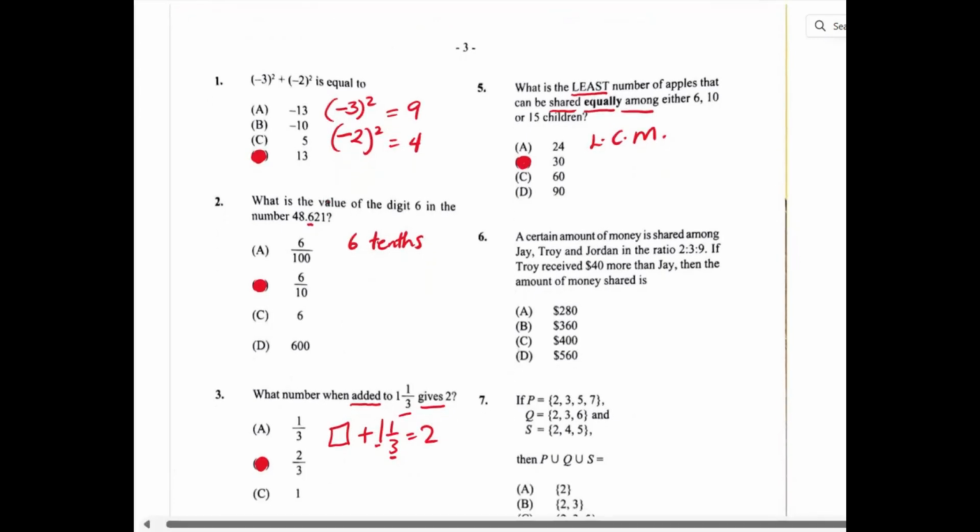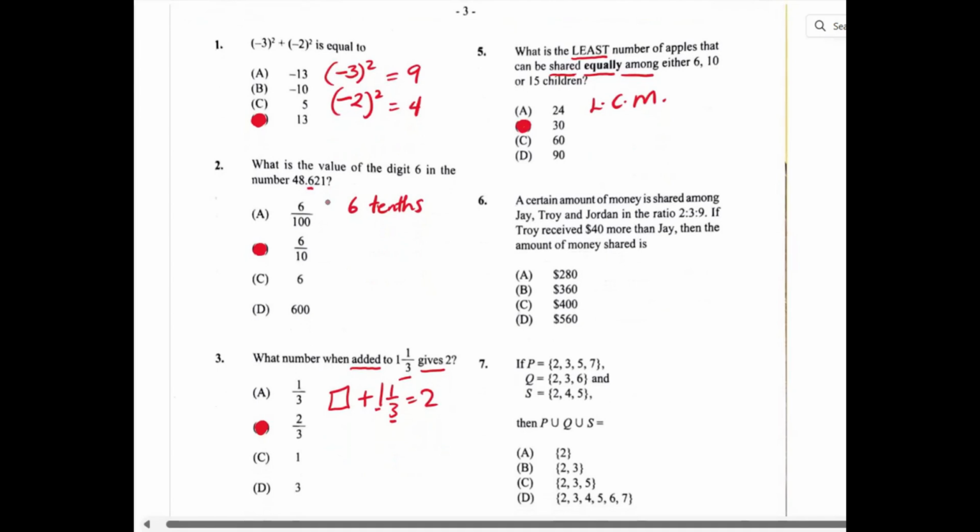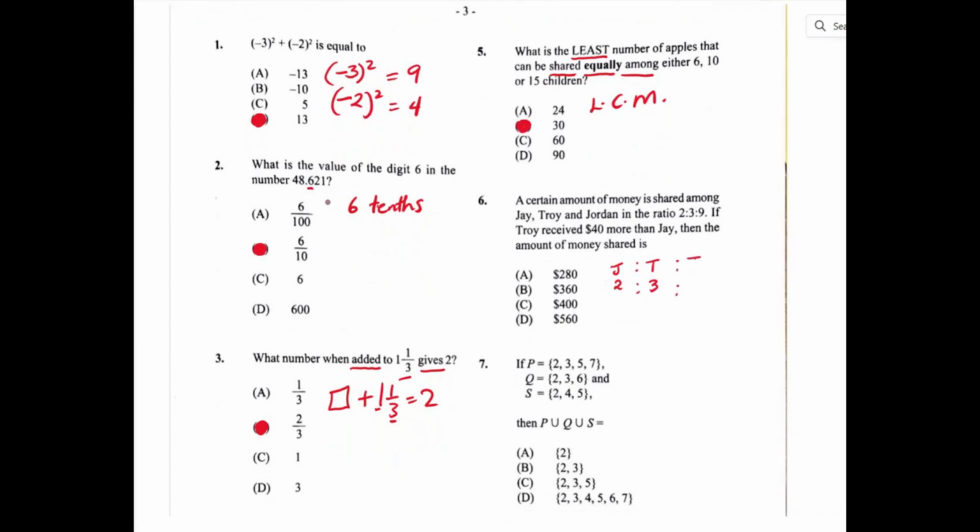A certain amount of money is shared among Jay, Troy, and Jordan in the ratio 2 to 3 to 9. If Troy receives 40 more than Jay, then the amount of money shared is what? Okay. So Jay is 2, Troy is 3, and Jordan is 9. We have a total number of proportional parts of 2 plus 3 plus 9, which is 14. So we have 14 parts in total, right?